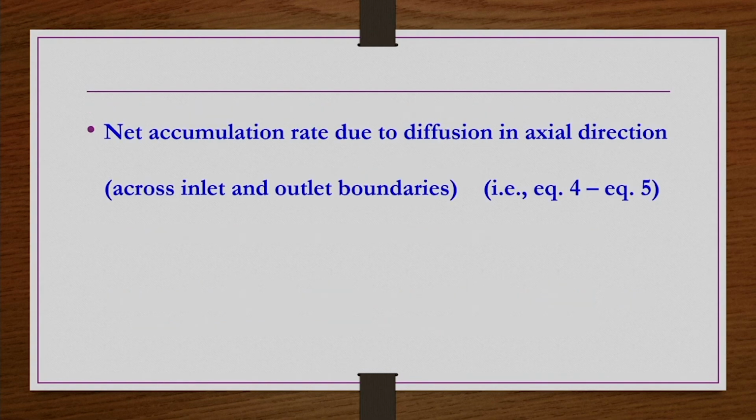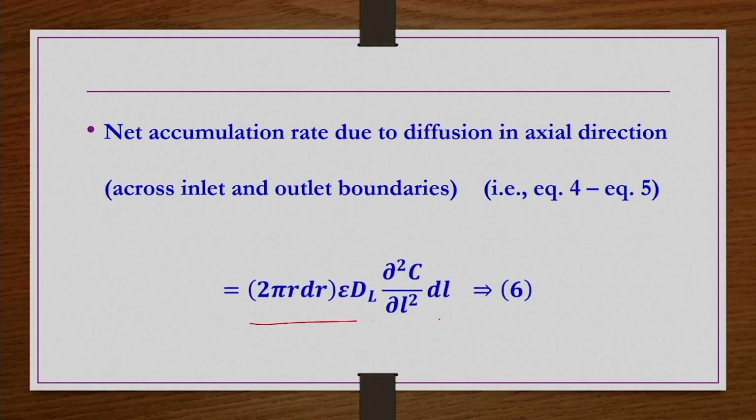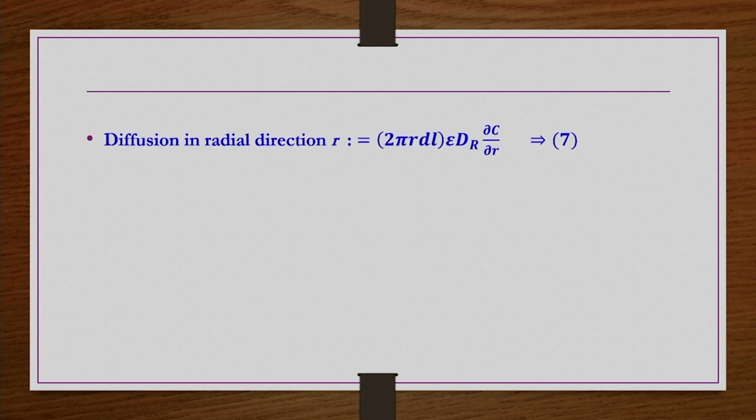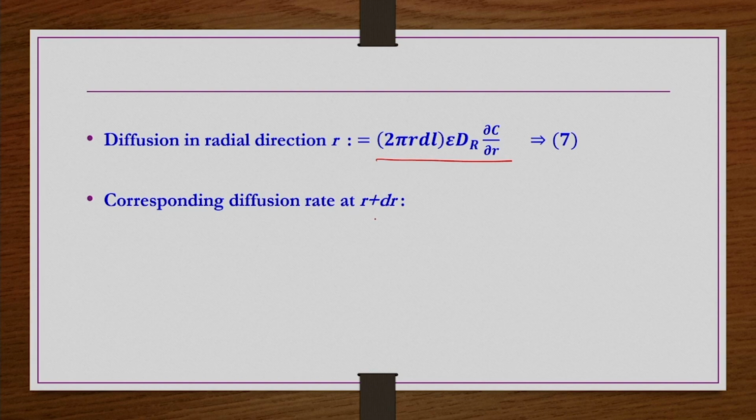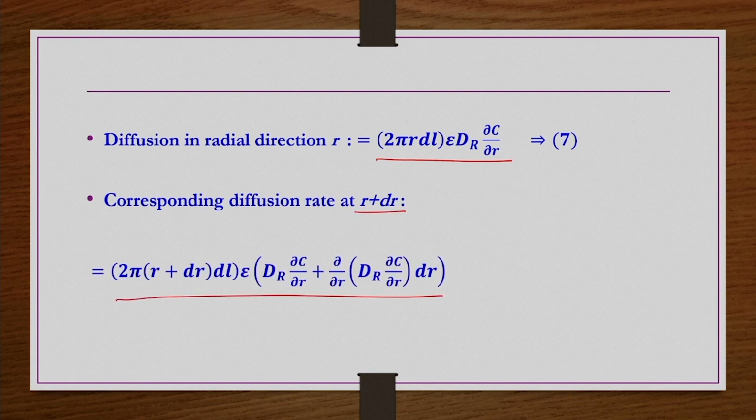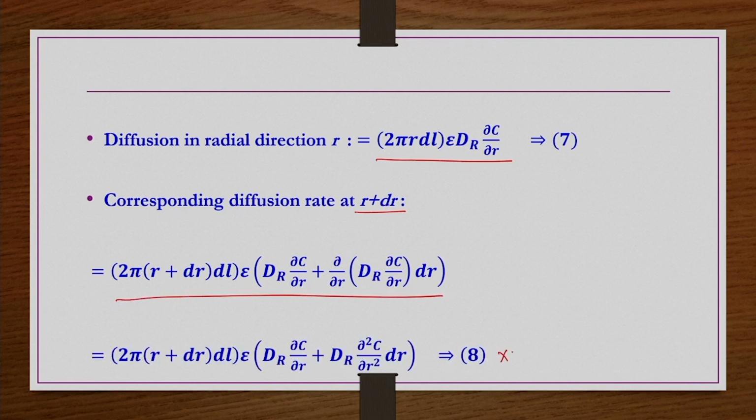Then net accumulation rate due to diffusion in axial direction, that is across inlet and outlet boundaries, that is equation number 4 and 5. When you do, you get this equation, right. All this I have shown pictorially, we are again writing these quantities here. So, now diffusion in radial direction at r we have written this one, and then the corresponding diffusion rate at r plus dr, the other side of the boundary, we have written this one. After simplifying we get this equation.